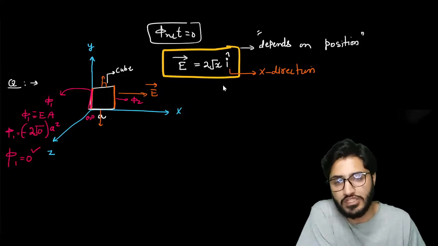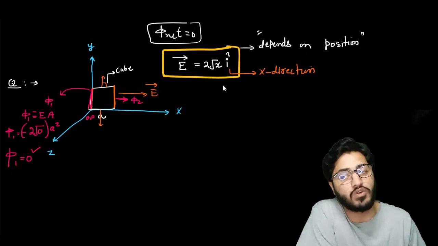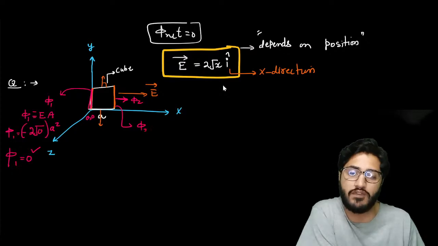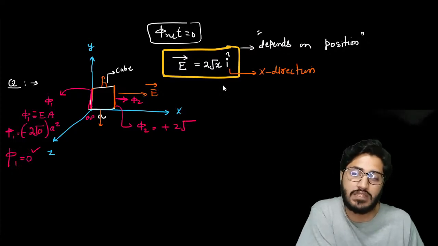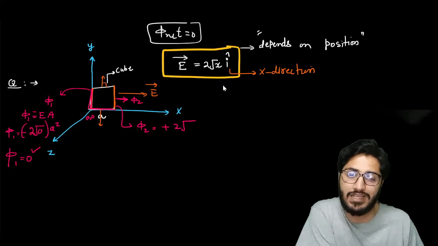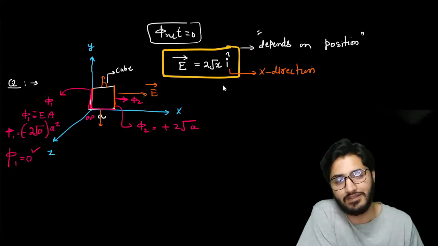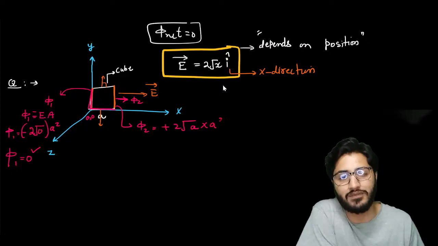So let's talk about this one. Look, my electric field is in this way, that is, it is outgoing. So my outgoing flux is always positive. I can write positive E. What is E? 2 under root of X. What is X? X is the distance. Now it is A. Into area. Area is A square.